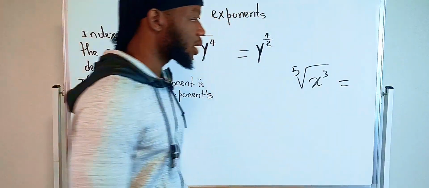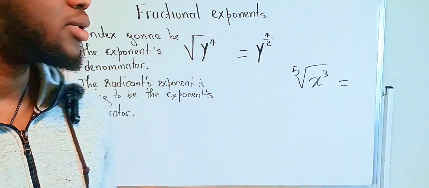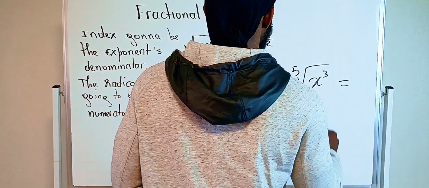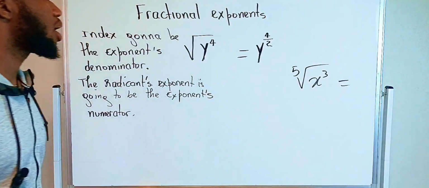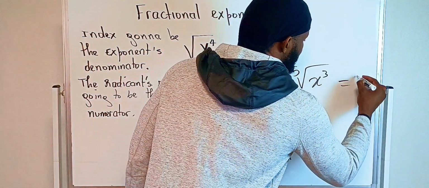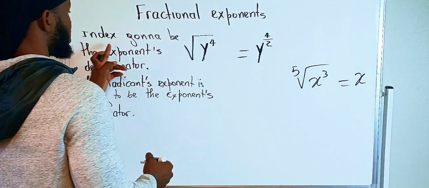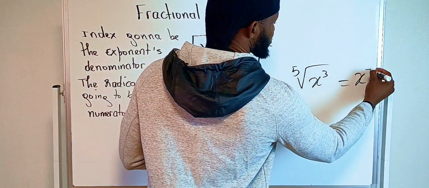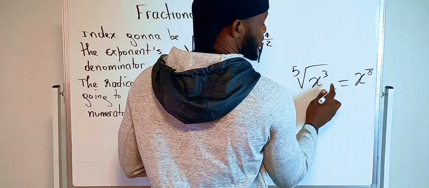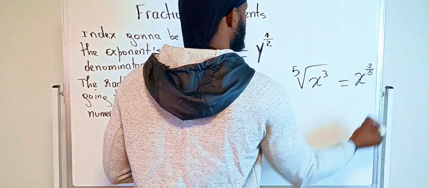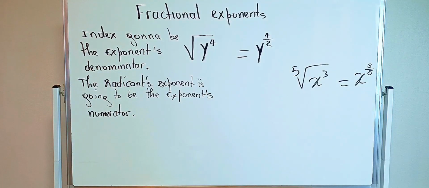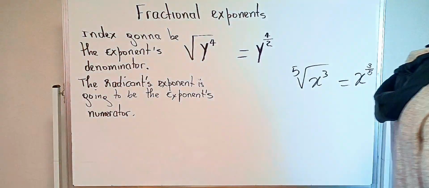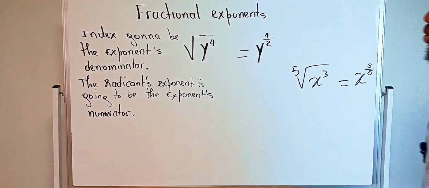So what are we gonna do? We gonna follow the steps. First of all, we write it as a fractional exponent. It's gonna be x, and the index is gonna be the exponent denominator, and the exponent of the radicand is gonna be the numerator. So this is the fractional exponent form of the cube root of x cubed. This is exactly how we do it.